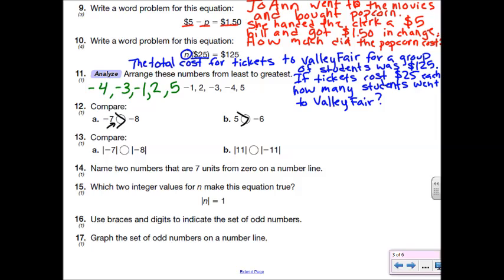Now we're looking at absolute value, which remember is how far they are away from 0. So -7 is 7 places away from 0. -8 is 8 places away from 0. So now comparing 7 and 8, 8 is the bigger number. Absolute value again, 11 is 11 spaces away from 0. -11 is also 11 spaces away from 0. So these two are equal.